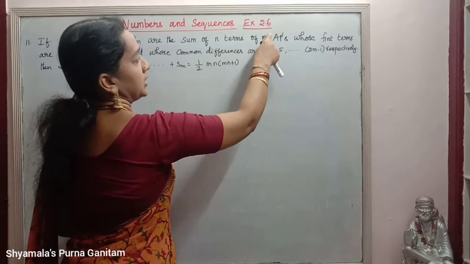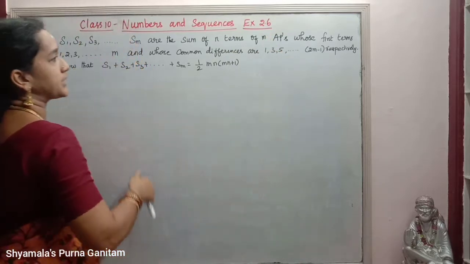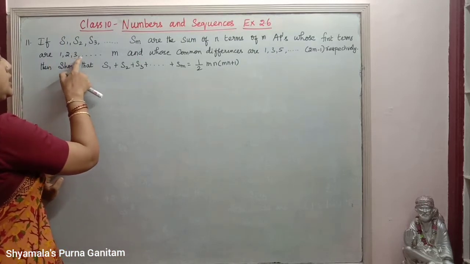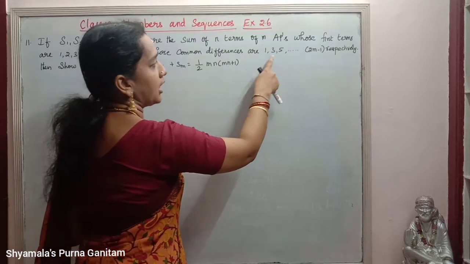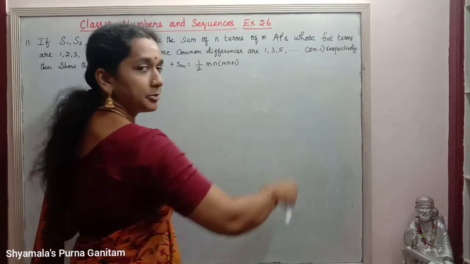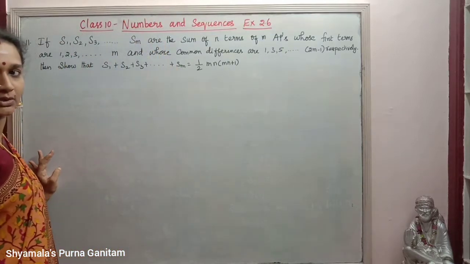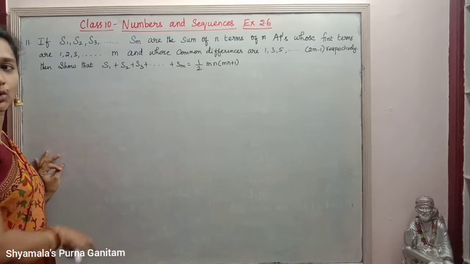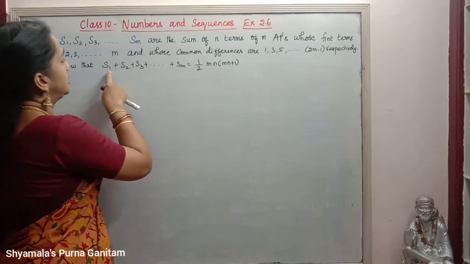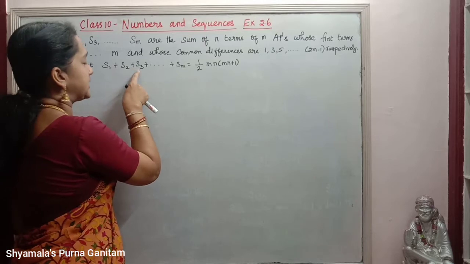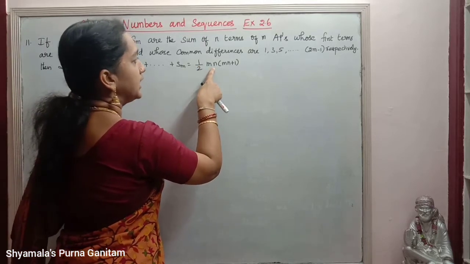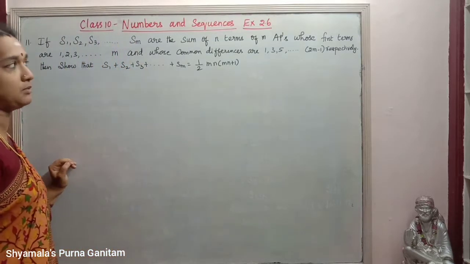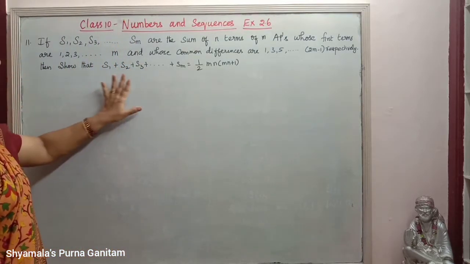Okay. Next sum is: if S1, S2, S3, up to Sm are the sum of n terms of m APs whose first terms are 1, 2, 3 up to m and whose common differences are 1, 3, 5 up to 2m minus 1 respectively, then show that S1 plus S2 plus S3 plus up to Sm is equal to 1 by 2 into mn into (mn plus 1). Okay, this is the question.